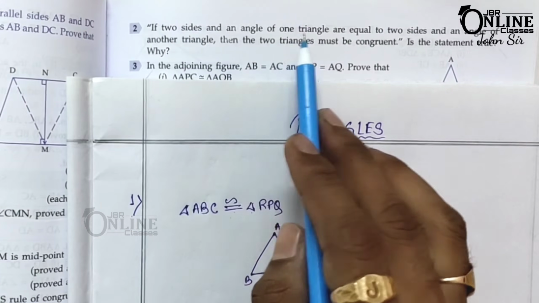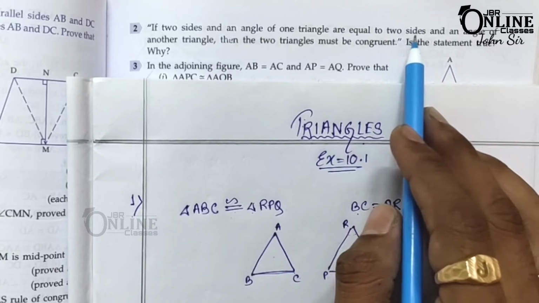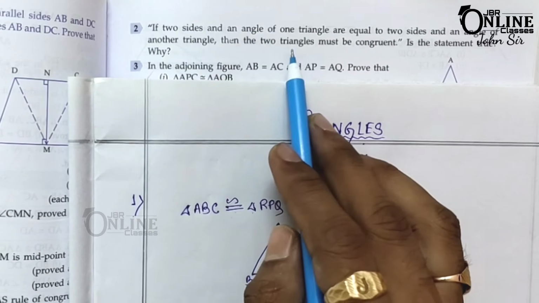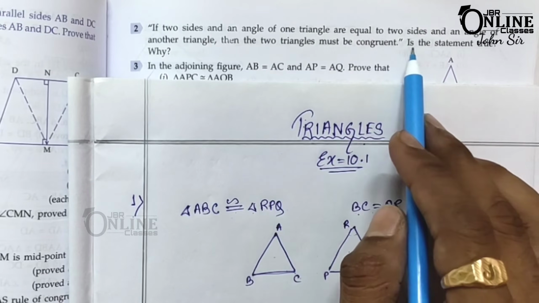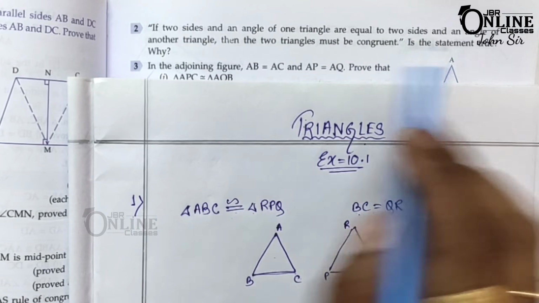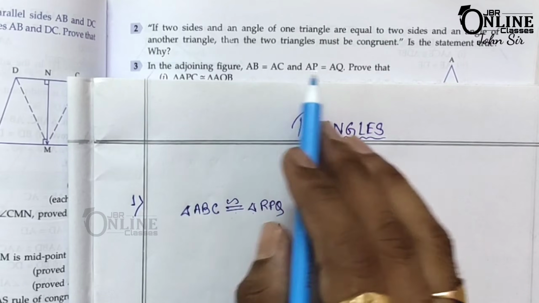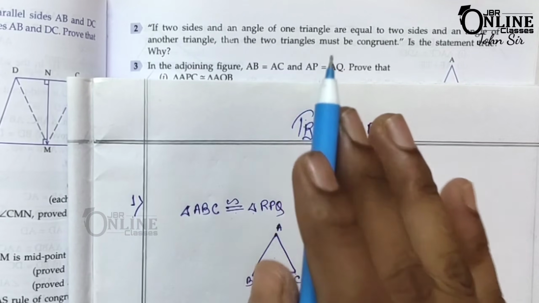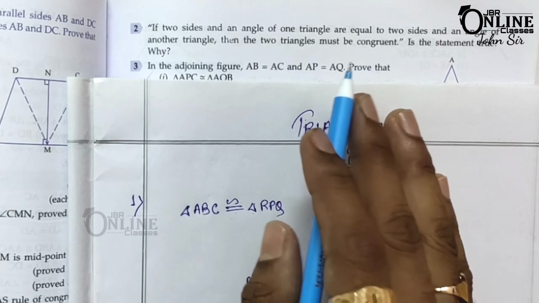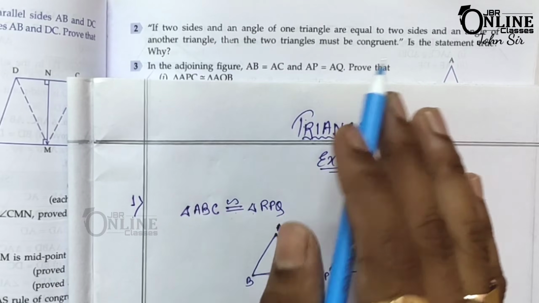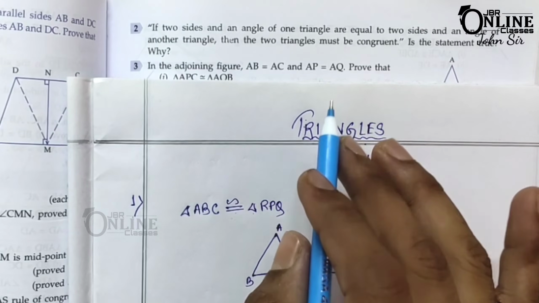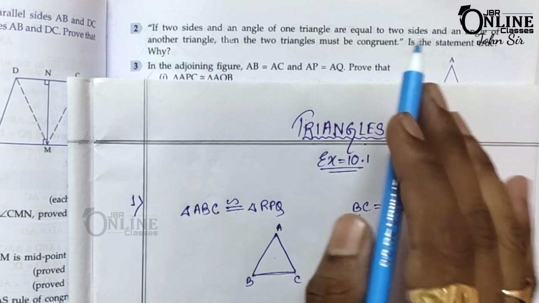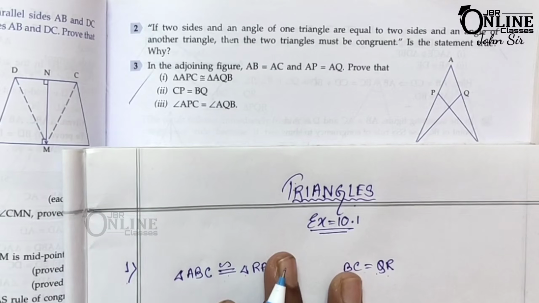If two sides and an angle of one triangle are equal to two sides and an angle of another triangle, then the two triangles must be congruent. Is the statement true? Why? No, this statement is not true, because the angle should always be the included angle of the two given sides. That's why it's a false statement. It's not true. Now sum number 3.